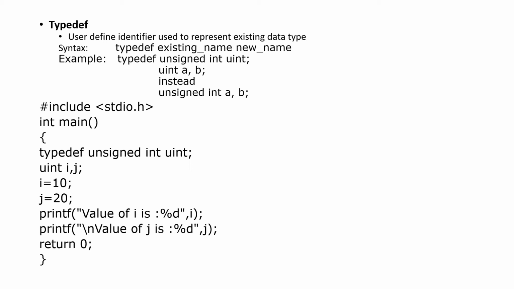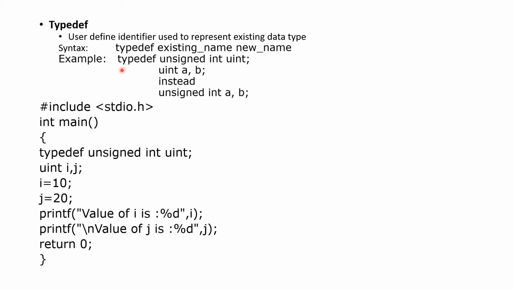Now the next user-defined data type is typedef. What is meant by typedef? What is the use of typedef? Using typedef, you can give a new name to an existing data type. So what is the syntax for it? Just write down the typedef keyword, and after that write down the existing name, or you can say the old name, of that data type, and after that write down the new name which you want to give.